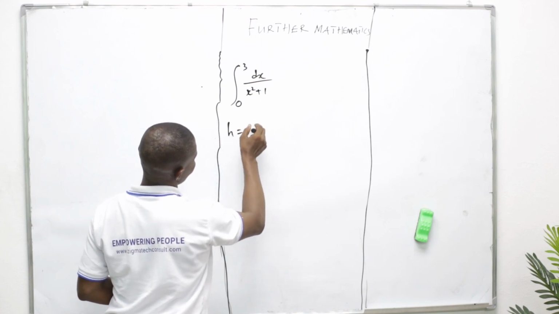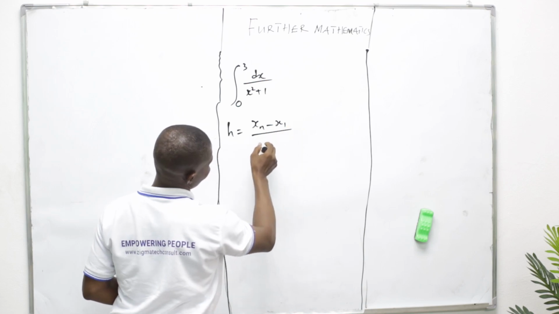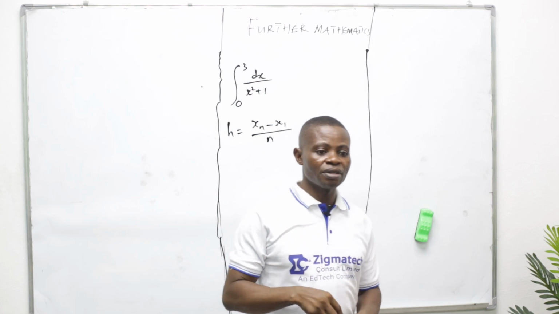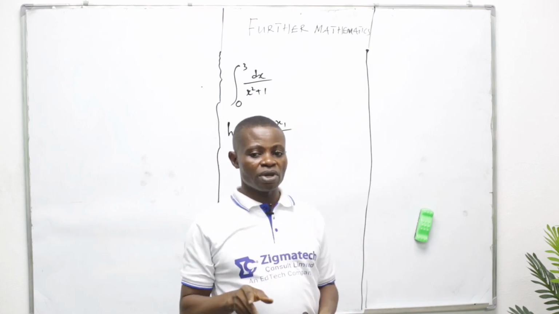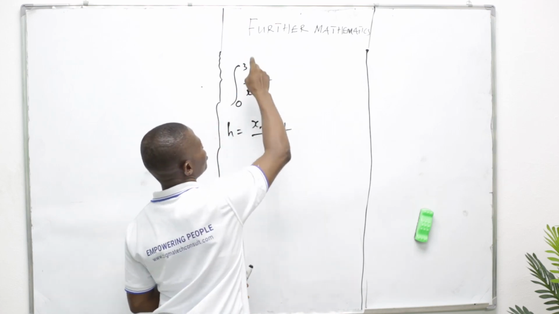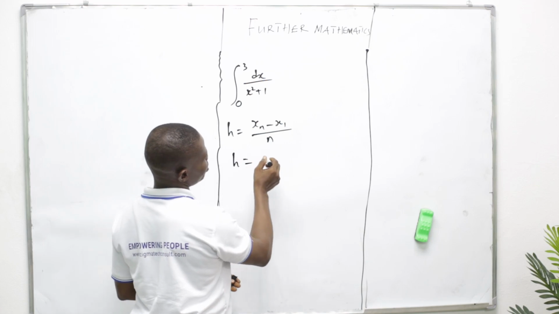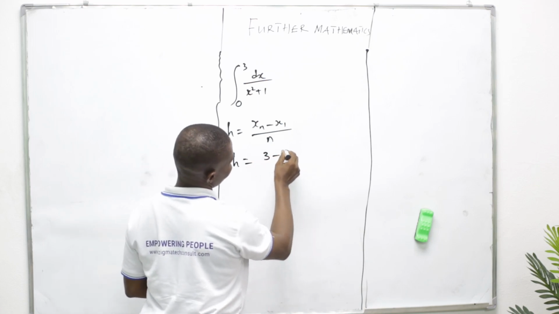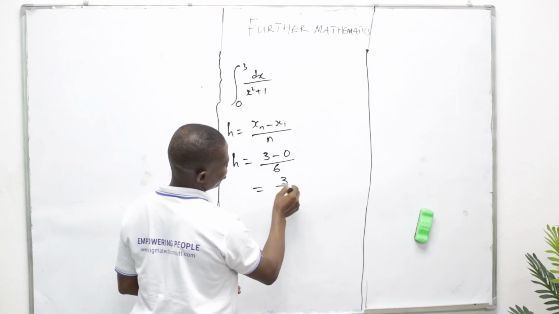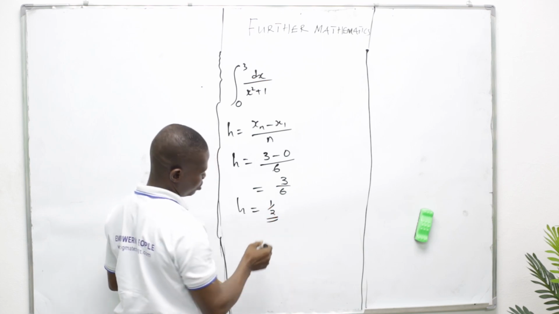Recall h equals what? Sn minus the first one all over n. Now they said 7 ordinates. 7 minus 1. Remember what I told you? That is 6. Now look at the integral: 3 minus 0. That is 3. It means h equals 3 minus 0 all over 6, to give us 3 all over 6. h now equals 1 all over 2.